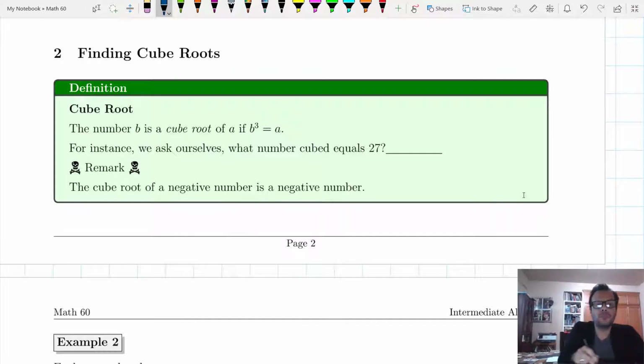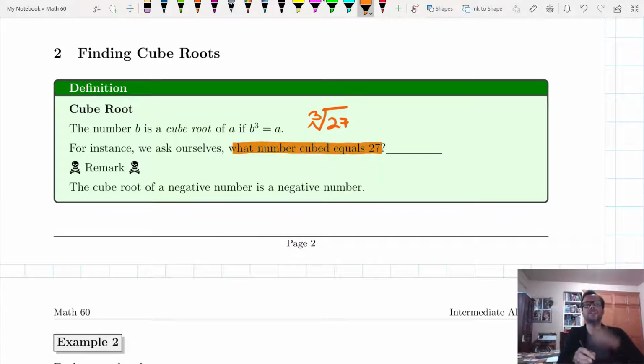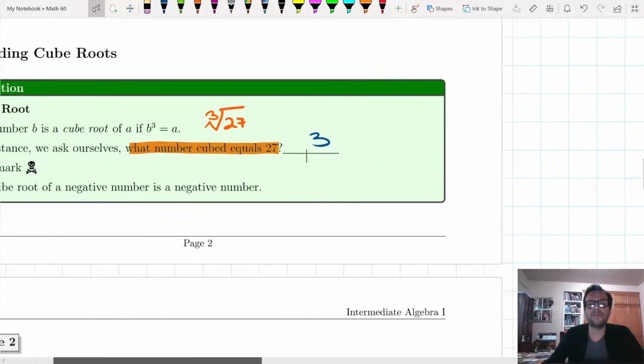For cube roots, for example, if we want to find the cube root of 27, we are looking for what number cubed equals 27. So in this case, what number to the third power equals 27? The answer to that question will be 3. All right, and let's list a few perfect cubes.